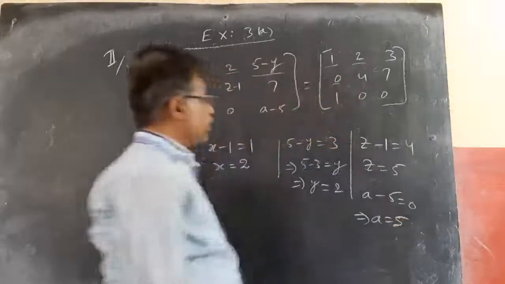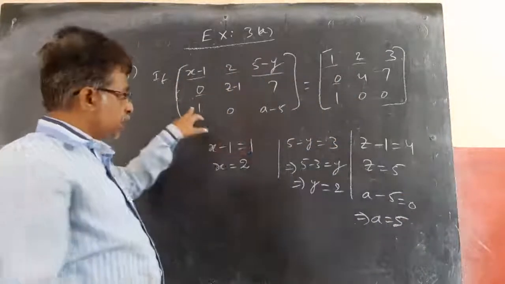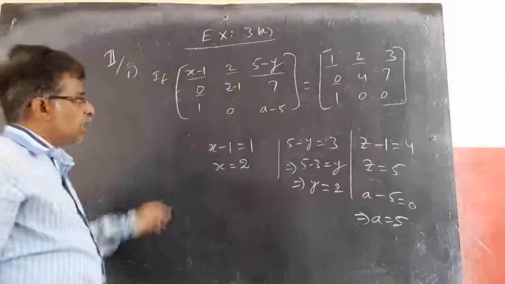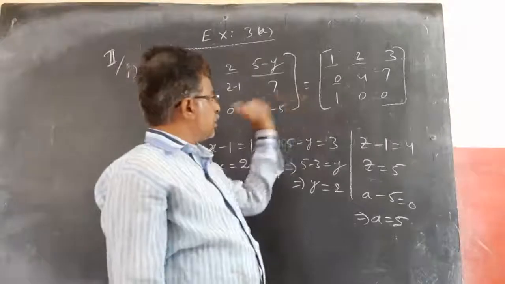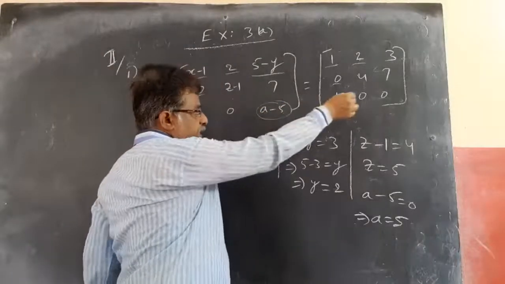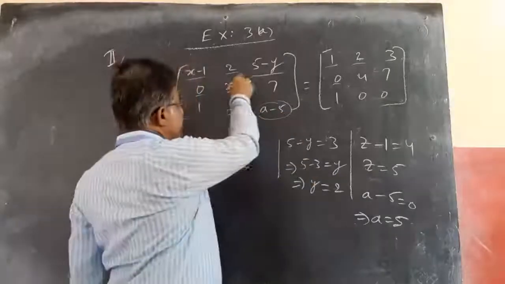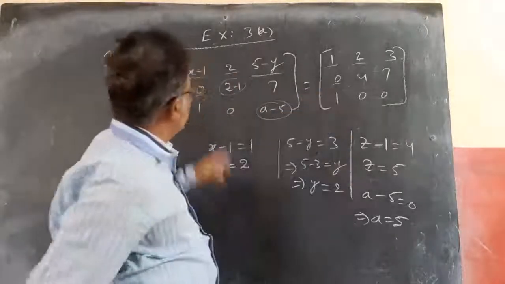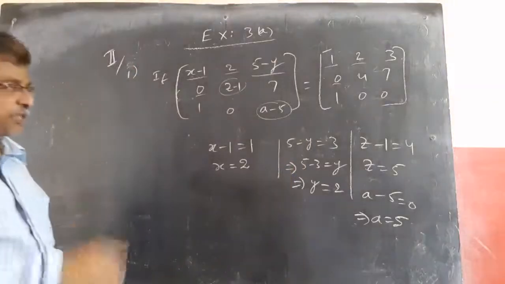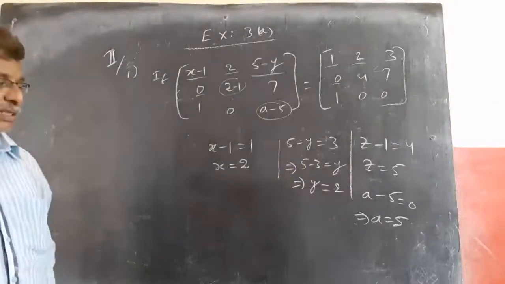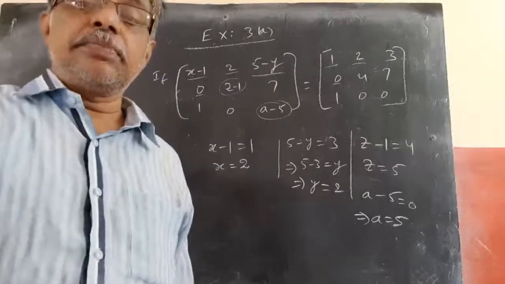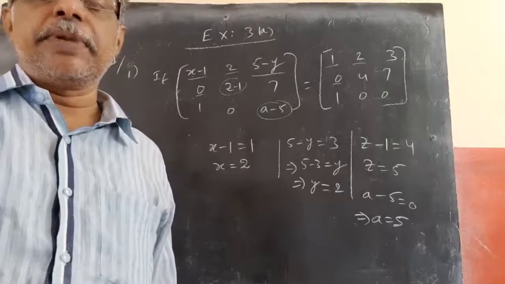So just make sure that they are of the same size and corresponding elements are equal. If he gives 1, 1, 0, 0, every corresponding element is equal, but here it is not given, so this must be equal to 0. Here z minus 1 must be equal to 4, and x minus 1 equals 1, 5 minus y equals 3. By equating the corresponding terms, we got the x, y, z and a values. Simple sum, but very, very important.